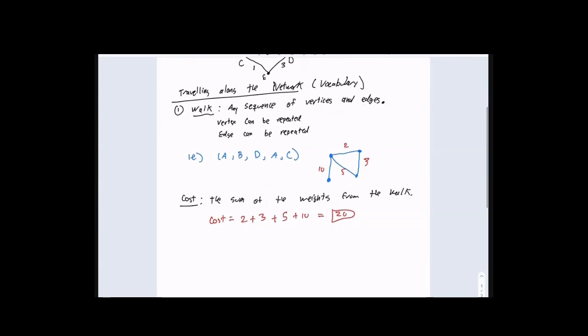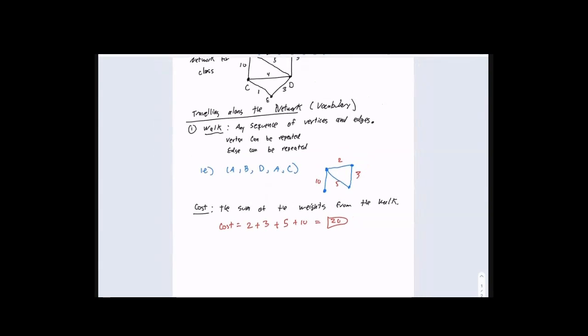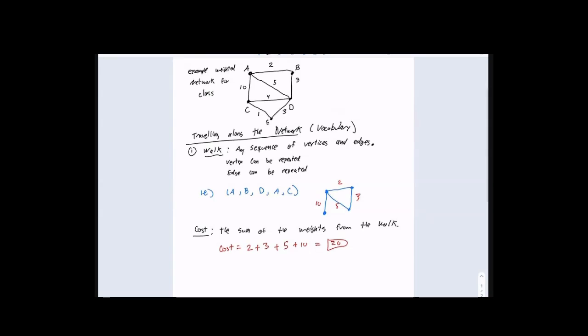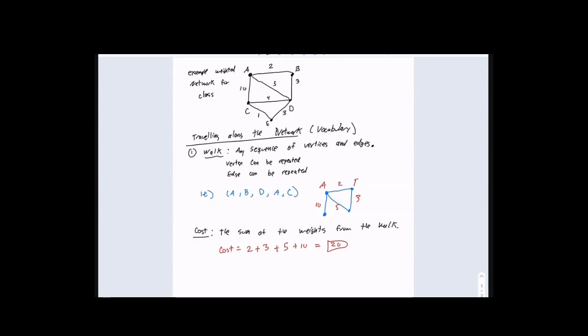So it can be like multiplying? No, there's no multiplying in networks. We're always just adding because we're walking along it. So it's how much does it cost to get from vertex A to vertex B? It costs 2. And so if we're going to walk from A to B, from A to B to D, back to A, and end at C, it'll cost us 20.